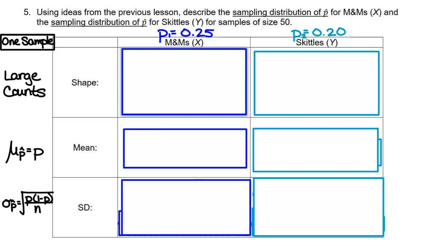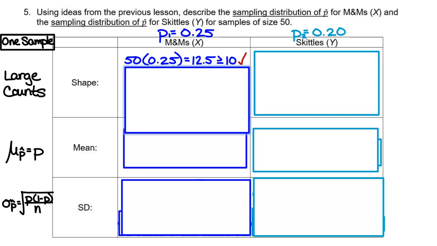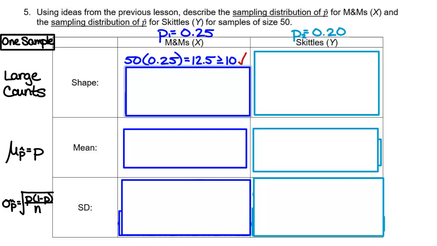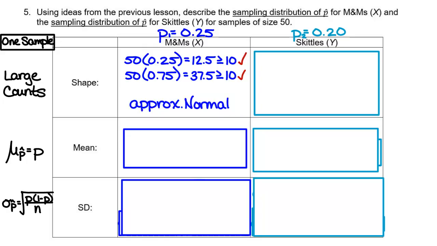NP, what is N and what is P? N is 50. 0.25, what does that come out to be? 12 and a half, that's at least 10. So far so good. 50 times 0.75, which is 37.5, that's at least 10. So what is my shape here? Approximately normal. Please go ahead and check the shape for Skittles now.